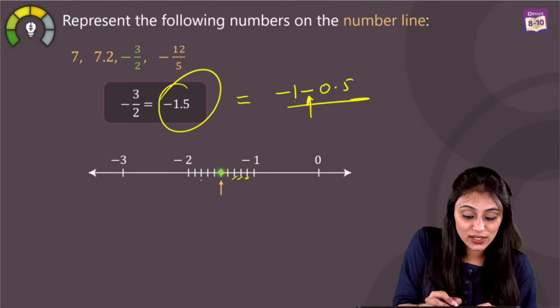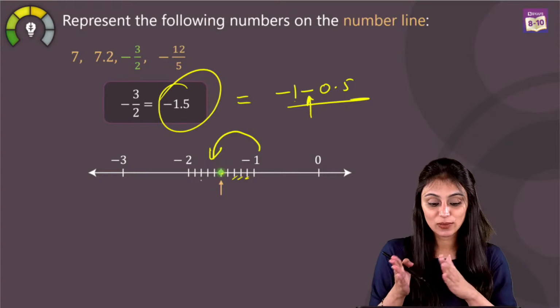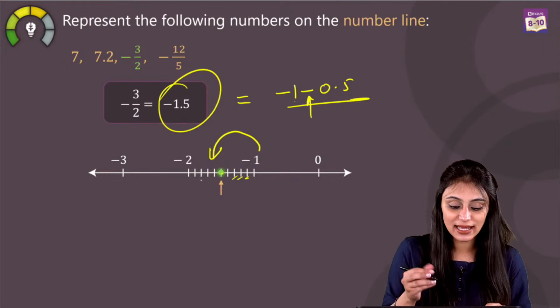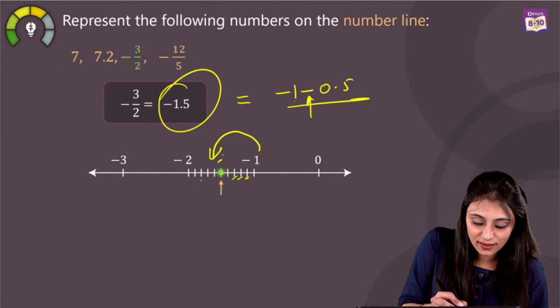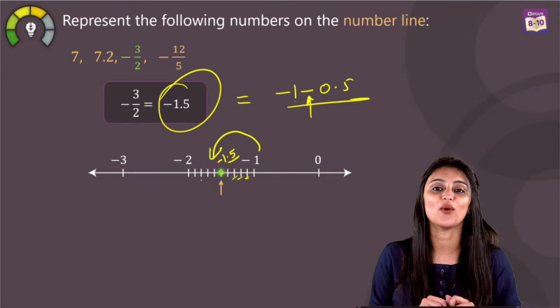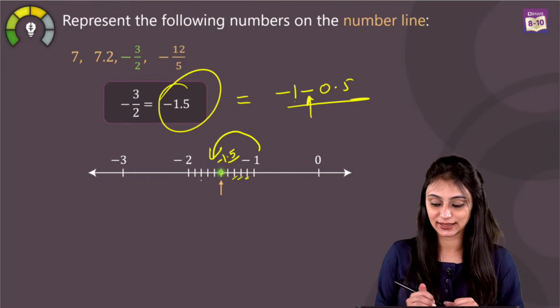We have to move towards the left. It will be closer to this, towards the left hand side. That means this over here is nothing but minus 1.5 over here, correct?